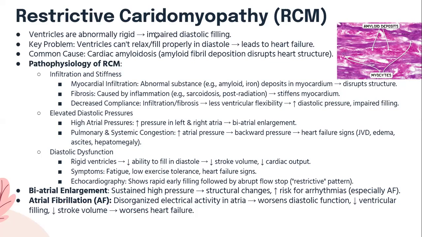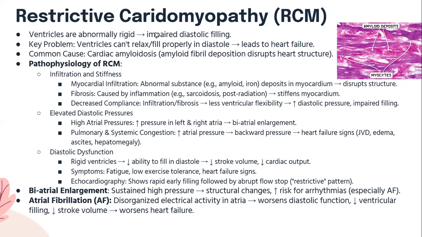And the second major consequence is the pulmonary and systemic congestion. The elevated pressures in the atria are transmitted backward into the pulmonary and systemic venous system, causing signs of heart failure such as jugular venous distension, peripheral edema, and ascites, also hepatomegaly.